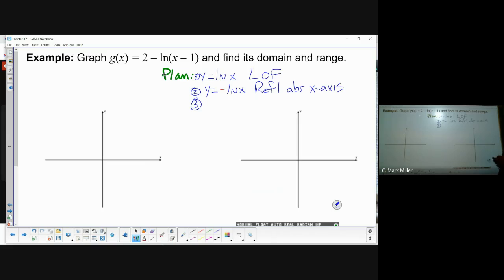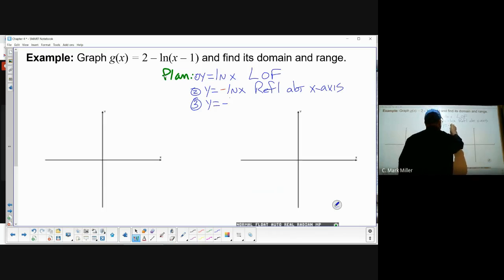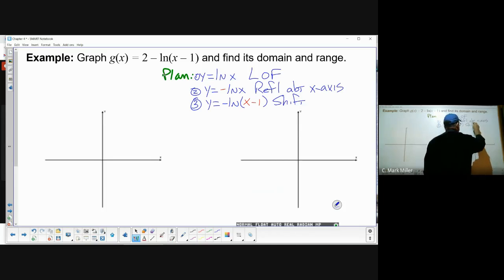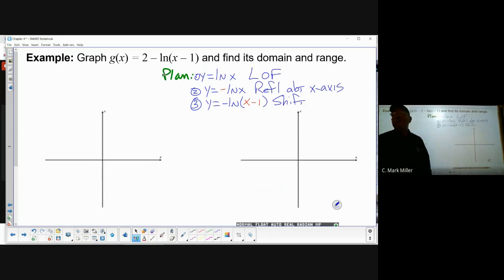Well, let's do the x minus 1 part. y equals minus log of x minus 1. That is a shift up, down, left, or right.